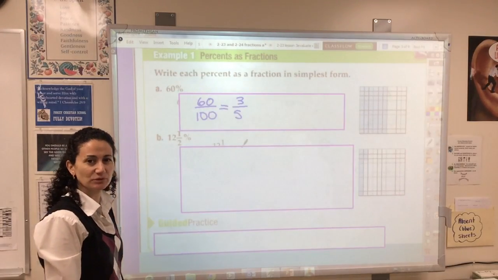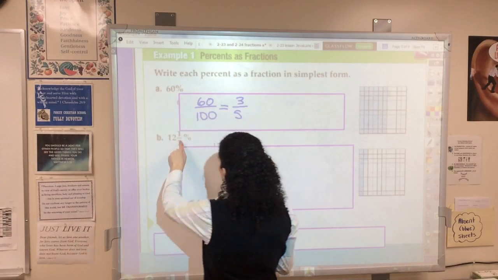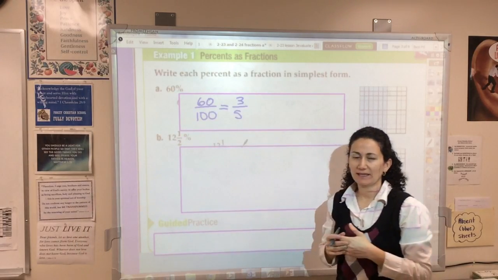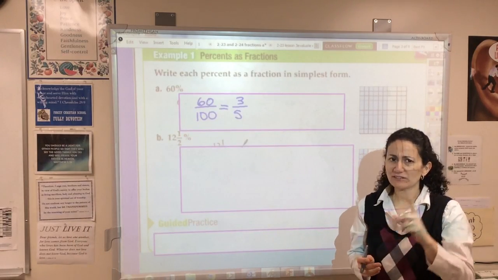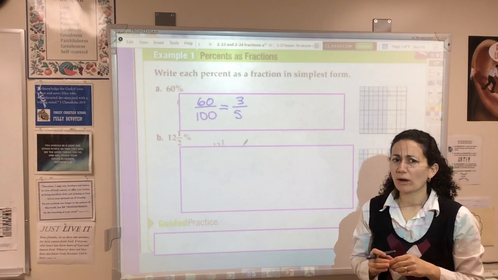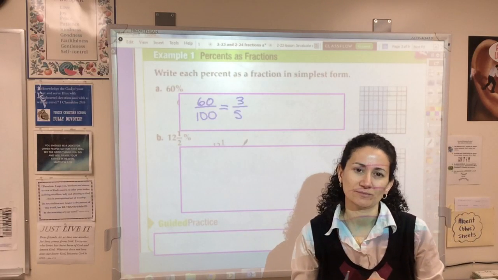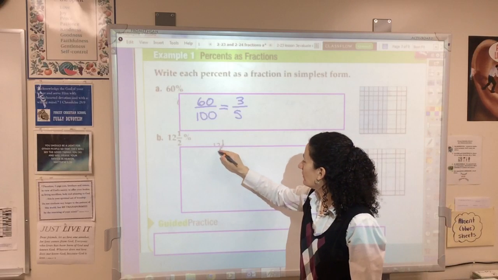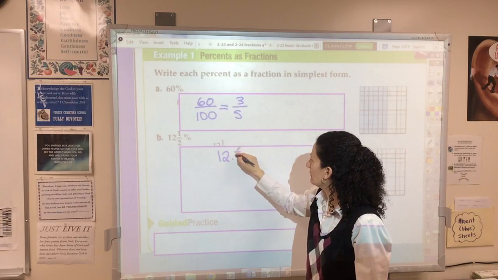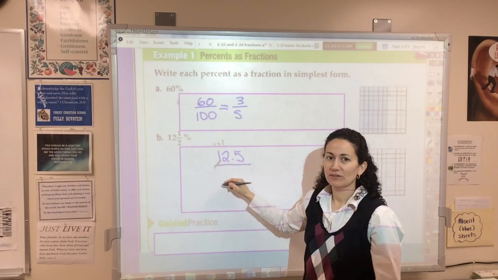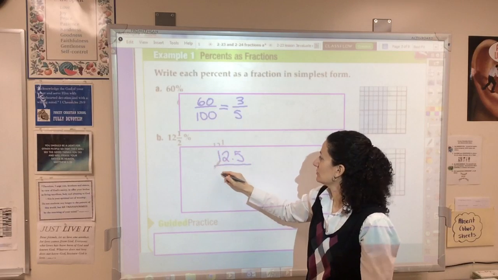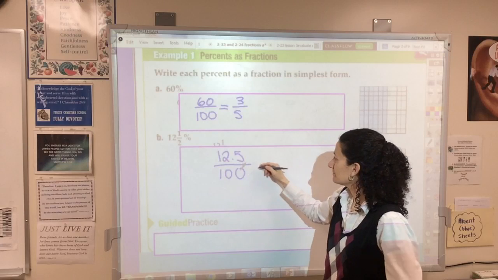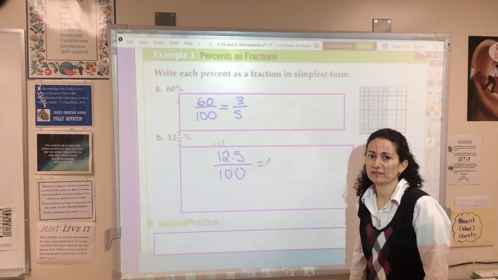Look at 12.5%. First of all, if you get a fraction in your percent already, change it to a decimal. What's 12.5 as a decimal? 12.5. So 12.5 is the same thing as 12.5 out of, remember all percents are out of 100, out of 100.